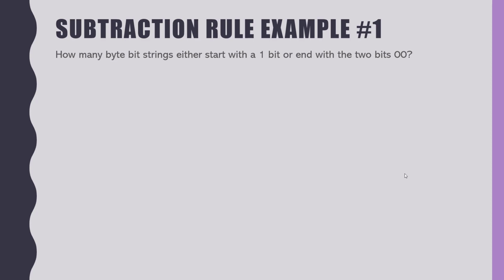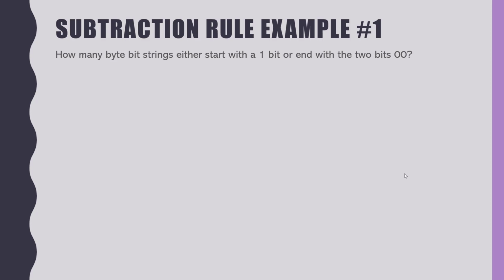So knowing that this is a subtraction problem, where's our intersection going to be? What's our set A and our set B? Yeah, set A is anything that starts with a 1. What's our set B? Ends with 2 zeros. What's our set A intersect B? Yeah, it starts with a 1 and ends with 2 zeros, right?